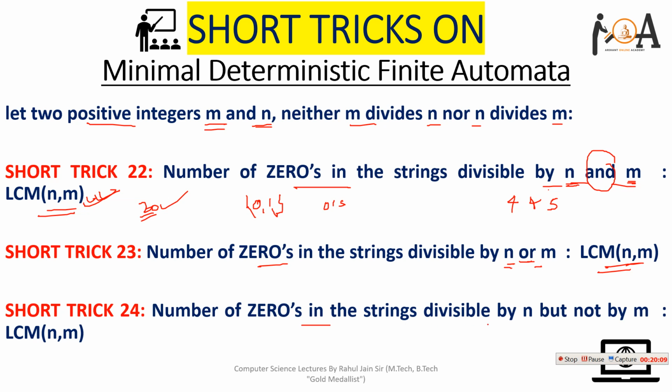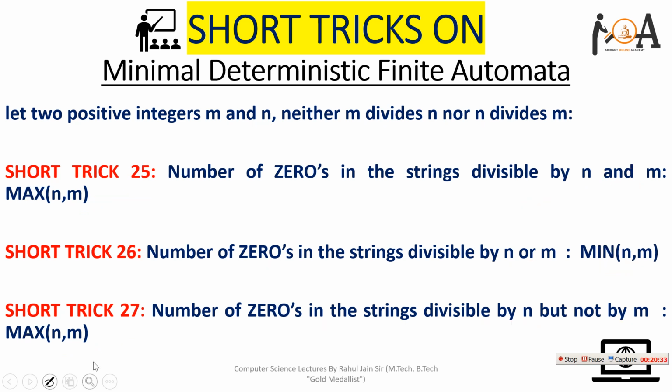Number of zeros in the string divisible by n but not by m. In that case also you need to take LCM. Right, so in all three cases just take LCM of these two numbers. In any string where the number of zeros or ones are divisible by that or that, just take LCM of that.